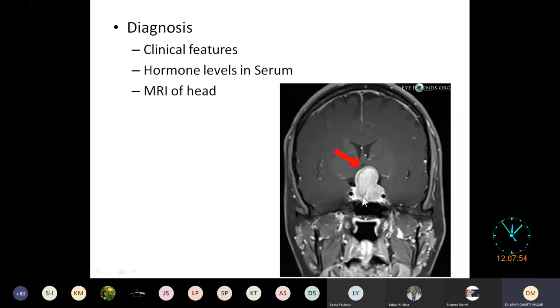So for the diagnosis, we have to take the clinical features also. The patient will complain mainly of headache and then visual disturbances. And if we send the blood for hormone analysis, some of the hormones will be increased, isn't it so? So the serum hormone level will be increased, and we can also ask for an MRI or CT scan. But the soft tissues are seen more prominently in the MRI. That's why here in the picture, you can see with the red arrow, the tumor is there, isn't it so?